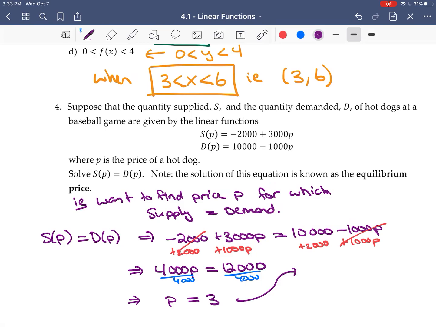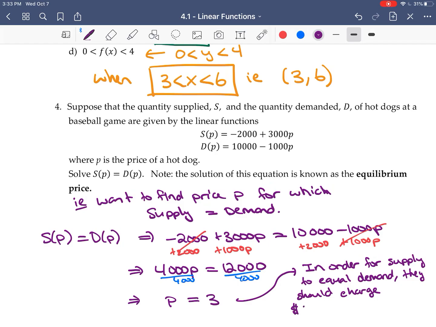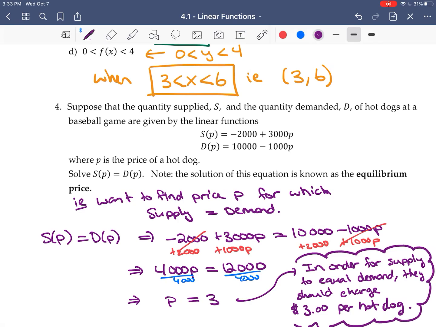So what that means is in order for supply to equal demand, they should charge $3 per hot dog to reach the equilibrium where the supply and the demand are equal.